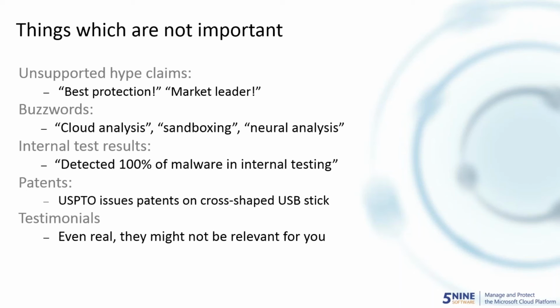Then there are patents. While there are a lot of very valuable patents which protect valuable technology, unfortunately, at least in the United States, the US Patent Office has a reputation of granting patents on everything, including things which are completely useless. I mentioned there is a patent on a cross-shaped USB stick, which is a real USB stick, but in a cross shape. And yes, there is a patent for that, and you can check it online.